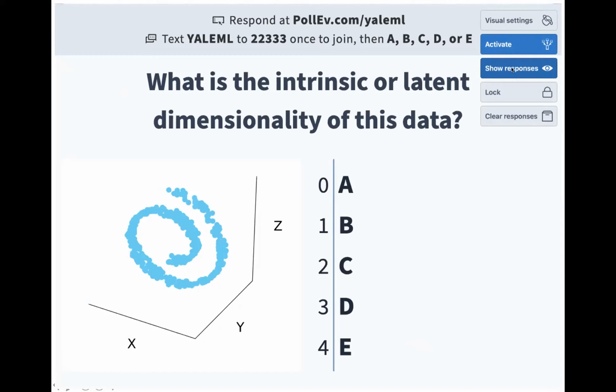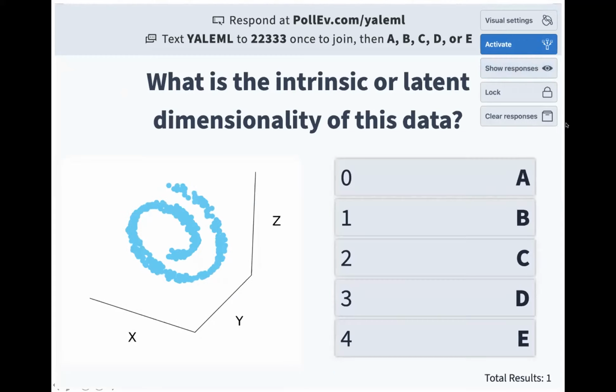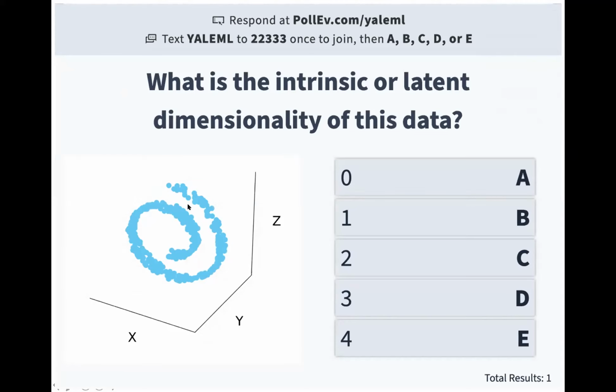So that was a great fun question, but now I want to try to get at least 50 people to answer for this data set here, this Swiss roll that we've been looking at. We were talking about intrinsic or latent dimensionality. Those terms are sort of the same thing. How many latent dimensions are there in this data set? Just a quick pop quiz to see what people are getting.